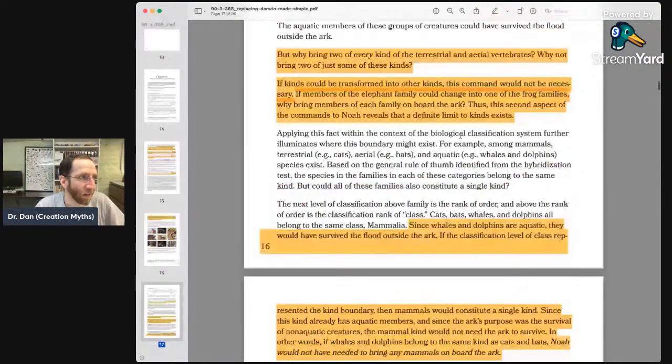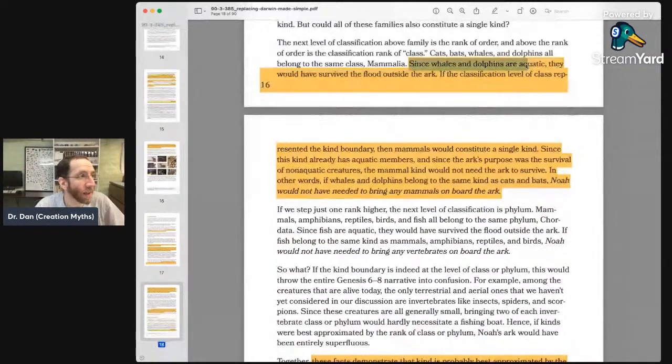Right, so they're saying the same thing here. Since whales and dolphins are aquatic, they could survive the flood. Say class Mammalia. If that constitutes the kind, then the whales and dolphins could have evolved into all of the other mammals, so you wouldn't have to bring any of the cats or dogs or whatever else onto the ark. Like, this is not a serious argument that somebody is making. This is not an argument that can be made by a serious person.